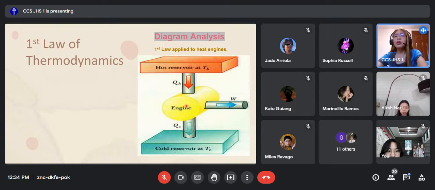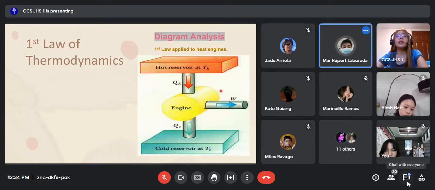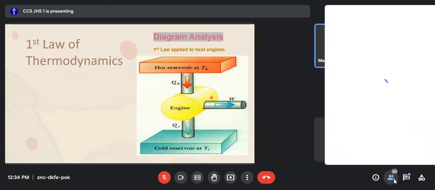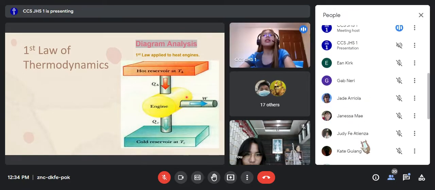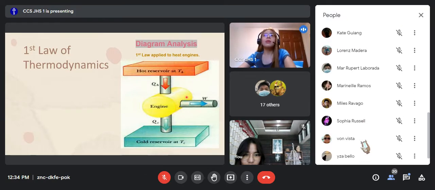Again, when we say heat engine, what is a heat engine? Please use your microphone. What is a heat engine? It is a device that uses heat energy to transform to mechanical energy. So it transforms heat energy to mechanical energy or work.